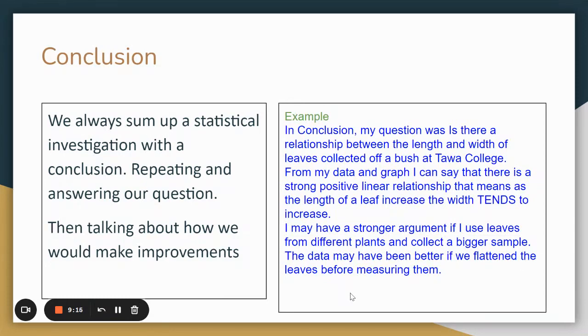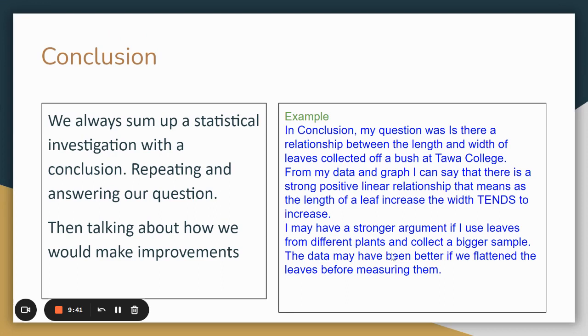So from my data and graph, I can say that there is a strong positive linear relationship. That means as the length of a leaf increases, the width tends to increase. All right, so that's my conclusion. Now I'm going to talk about what else I could have done differently. So I may have a stronger argument if I use leaves from different plants and collect a bigger sample. Or the data may have been better if we flattened the leaves before we were measuring them.